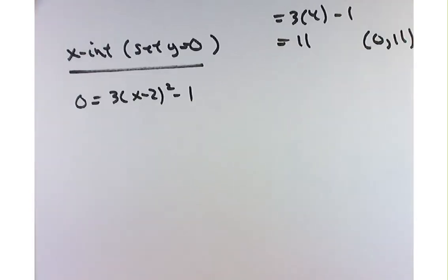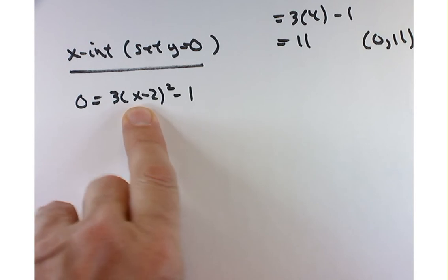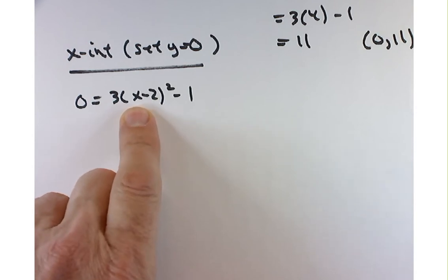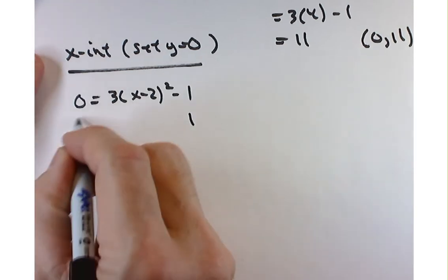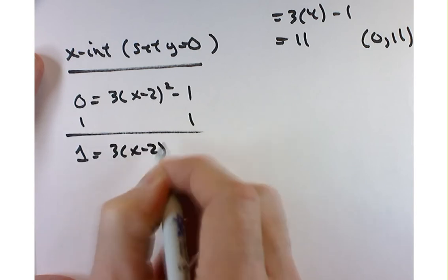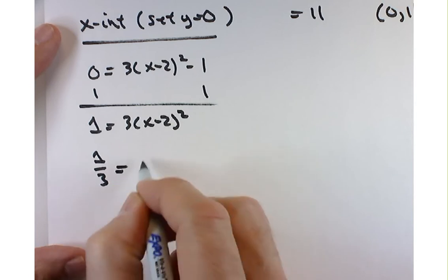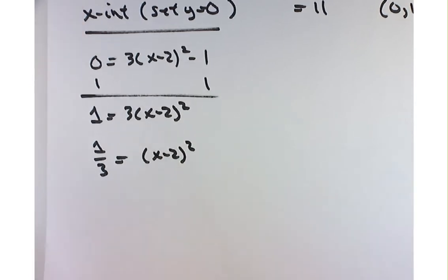You've got a lot of ways you could solve a quadratic equation. But because you've already got a squared term like this, I would suggest you use the square root property. Let me demonstrate. We're going to add 1 to both sides. I get 1 equals 3(x minus 2) squared. And then divide by 3: 1/3 equals (x minus 2) squared.